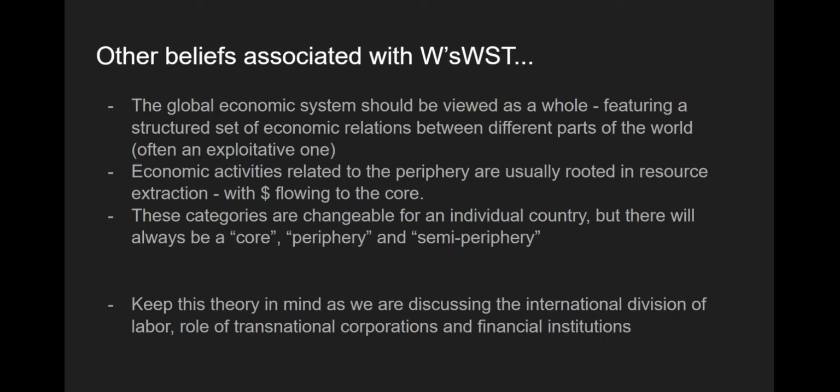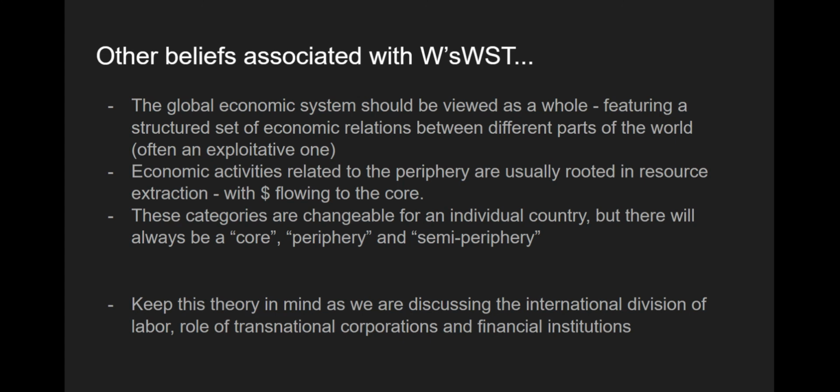Okay, so to wrap up, let's think about some other beliefs associated with this theory. Wallerstein believed that the economic system should be viewed as a whole functional unit, featuring a structured set of economic relations between the different parts of the world that relied on exploitation and extraction of resources. Economic activities related to the periphery were usually rooted in some form of resource extraction, whether mining of precious materials or oil, or even plantation-style farming. Like we said, money flows to the core. The resources are often used in products that are produced in the core, and the periphery is left behind in this fundamentally exploitative relationship.